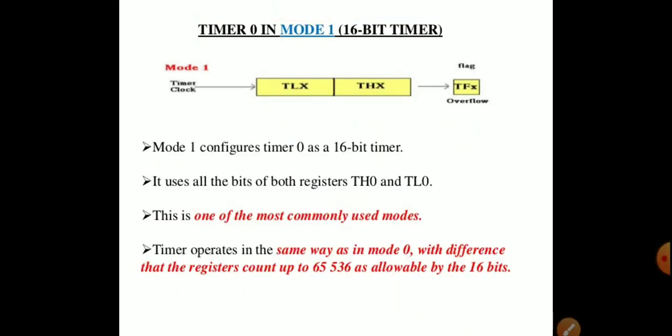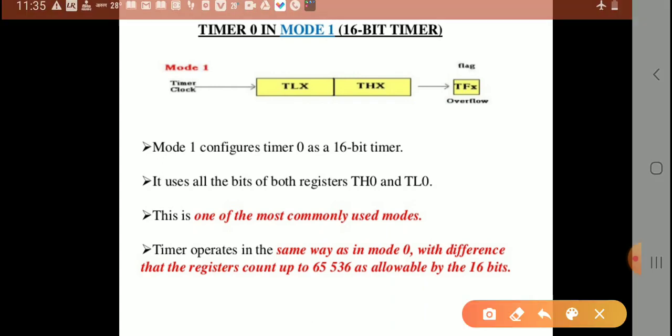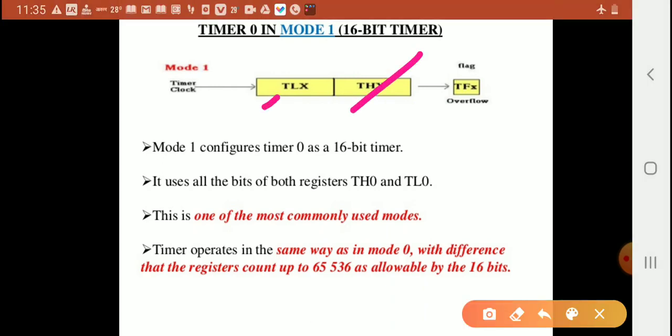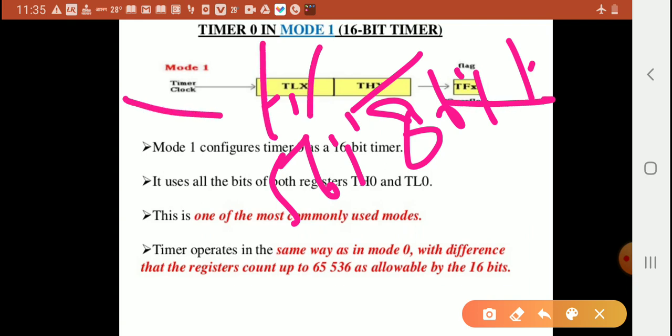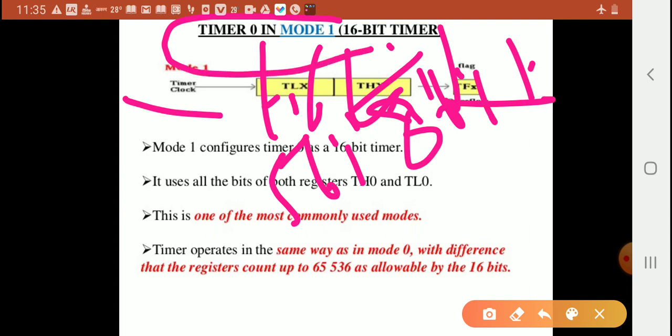Again, timer 0 in mode 1 is a 16-bit timer. This is the TLX, the THX, this is the 8-bit and this is the 5-bit. And the complete timer clock and overflow is in 16-bit. Mode 1 configures the timer as a total 16-bit timer. It uses all the bits of both registers TH0 and TL0.